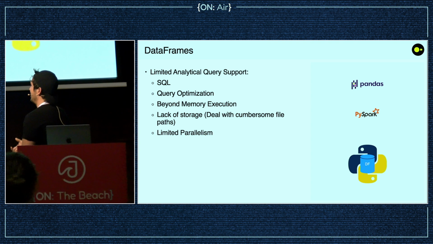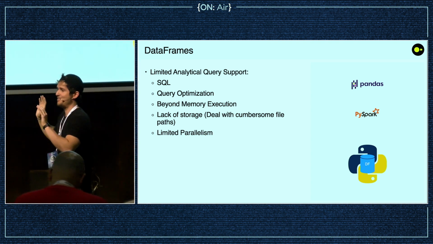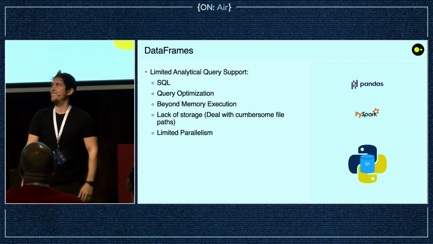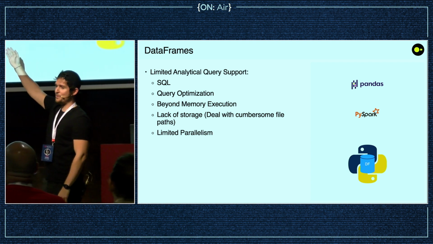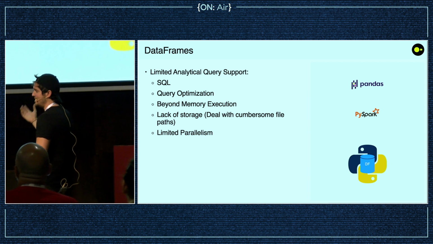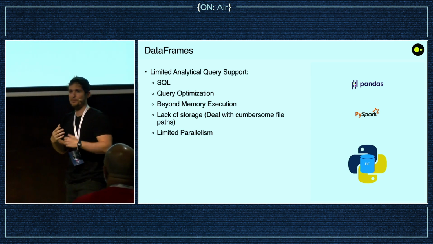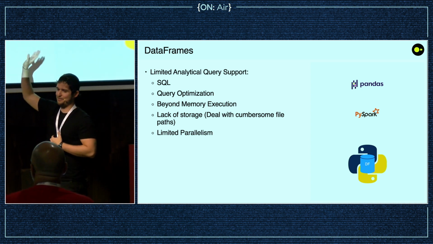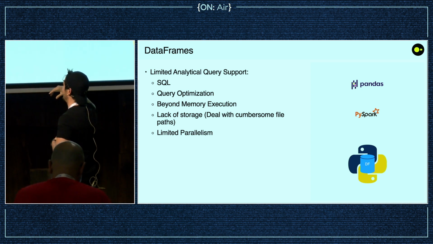So what's the problem? Well, the problem is that they don't have the 40 years of database research that database management systems have. Query optimization: Pandas doesn't even do the basics of query optimization, like projection and filter pushdown, for example. They don't support SQL, completely away. They just won't support it.